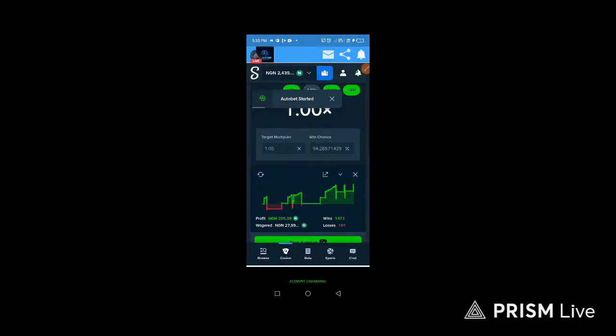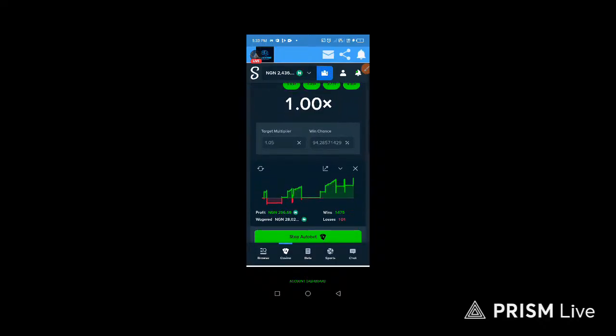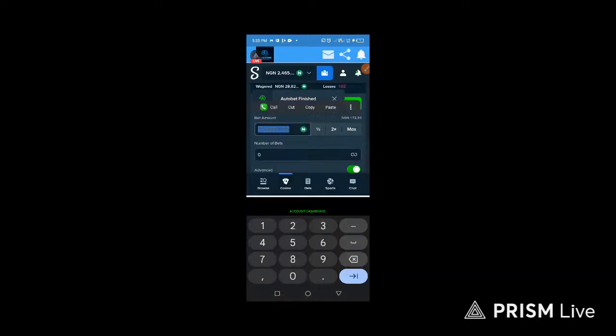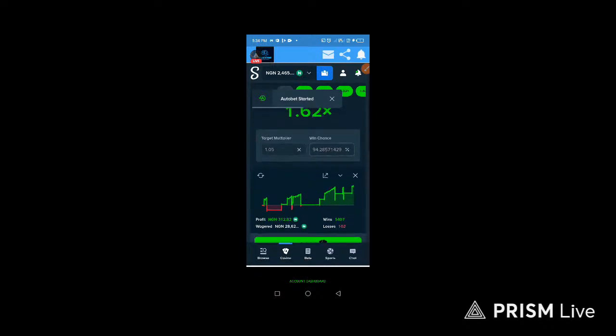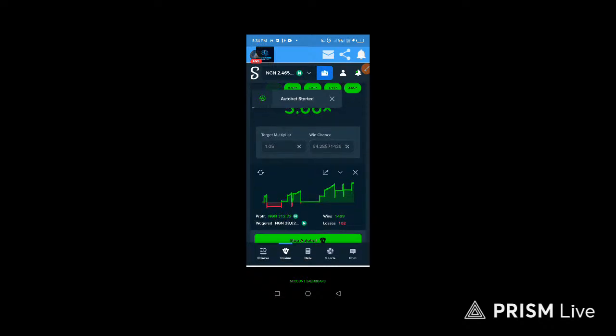Now the early morning loss. Let's just continue. So we are up. And we are up 15%, right? We are up 15% of our initial capital. That's massive.